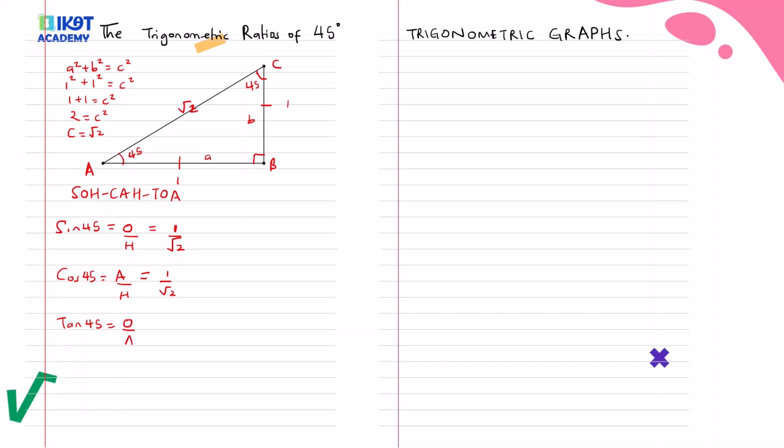Then now we go to tan 45. So opposite out of adjacent. What is our opposite here? 1. What is our adjacent? 1. So tan 45 is 1. So what do we note? Sine 45 and cos 45 are actually equal. And as I told you, you can always try and prove your answer and see if it's correct. Now the next thing we're going to look at is trigonometric graphs.